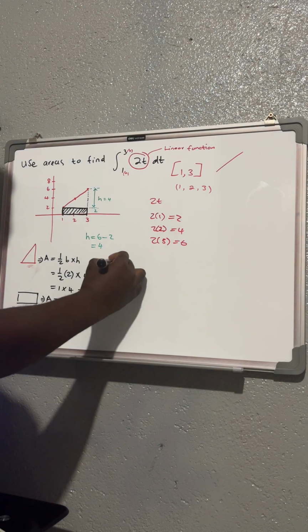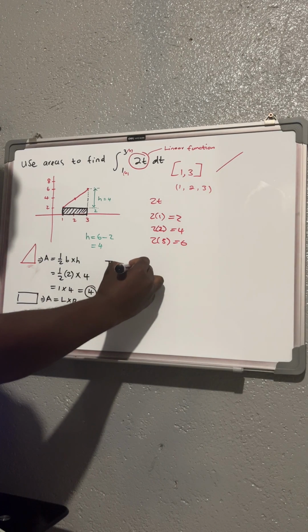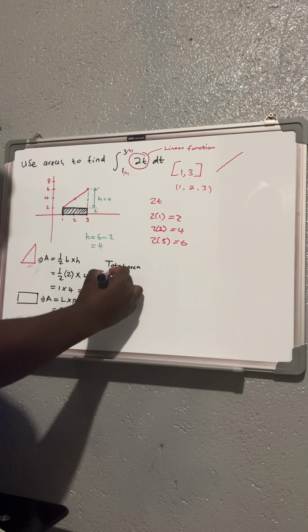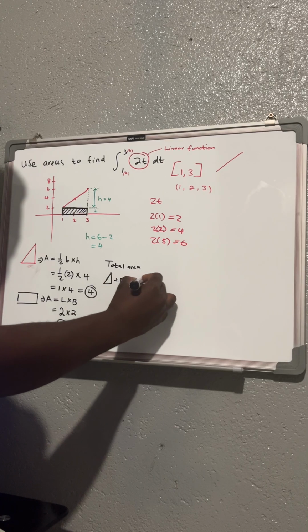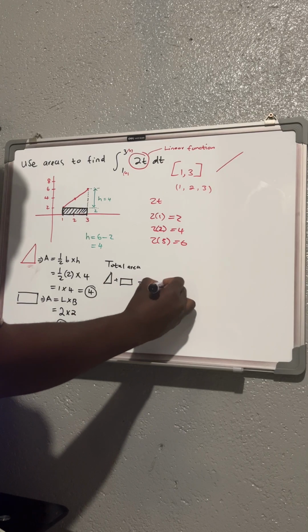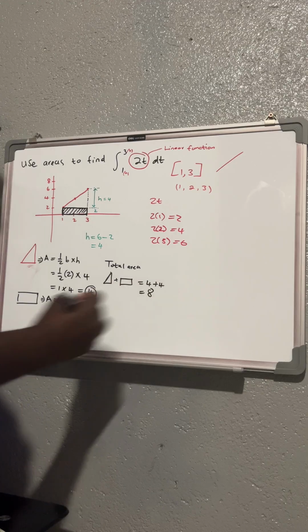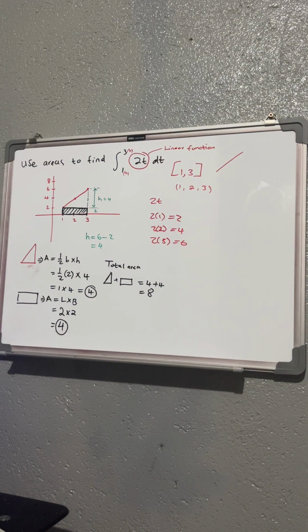So you will say you have your total area, which is for the triangle plus for the square. This will be the same as having your 4 plus 4, which gives you 8. So that's basically how you use your Cartesian plane to solve that one.